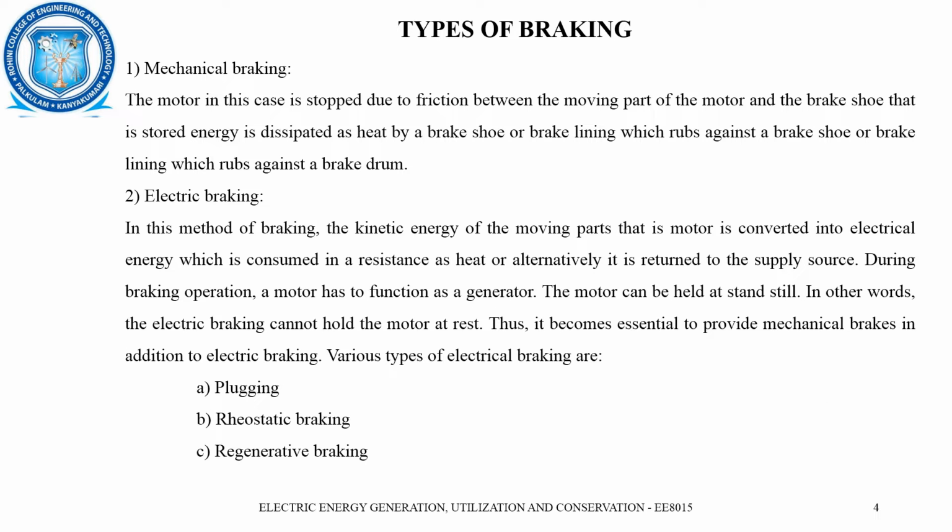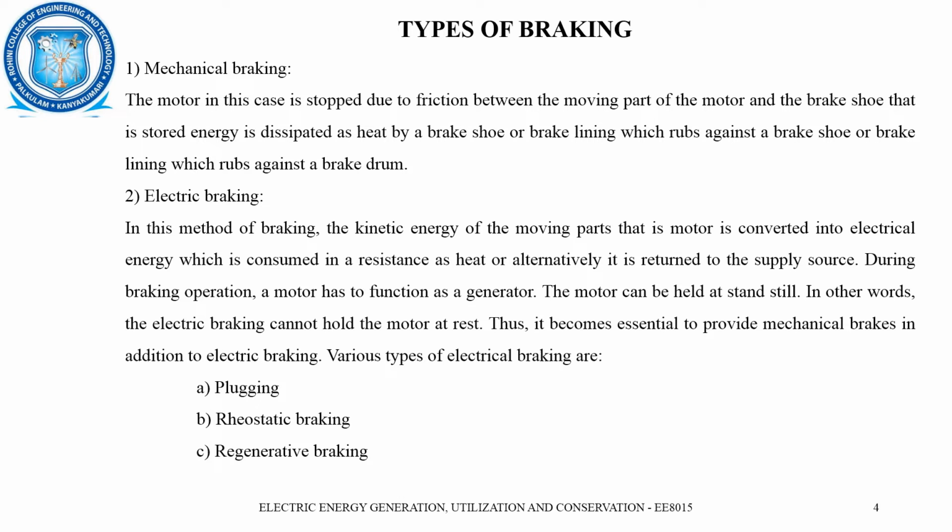There are various types of braking system, like mechanical braking and electric braking. In mechanical braking, due to the friction between the moving part and the brake shoe, the stored energy gets dissipated as heat in the brake shoe or brake lining, which rubs against the brake drum. This is how mechanical braking is done. While considering electrical braking, there are various types like plugging, rheostatic braking and regenerative braking.